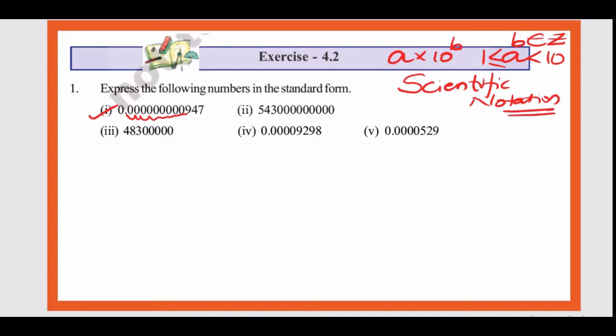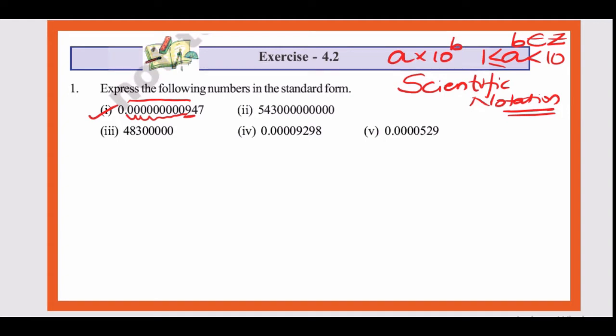So we count the number of zeros after the decimal point until we get the first non-zero digit. What does non-zero digit mean? Other than 0, we need to get a digit. Here, 9 is the first non-zero digit that I am going to obtain. Now count the number of places from the decimal point: 1 2 3 4 5 6 7 8 9 10. So I need to cross 10 places to reach the first non-zero digit.